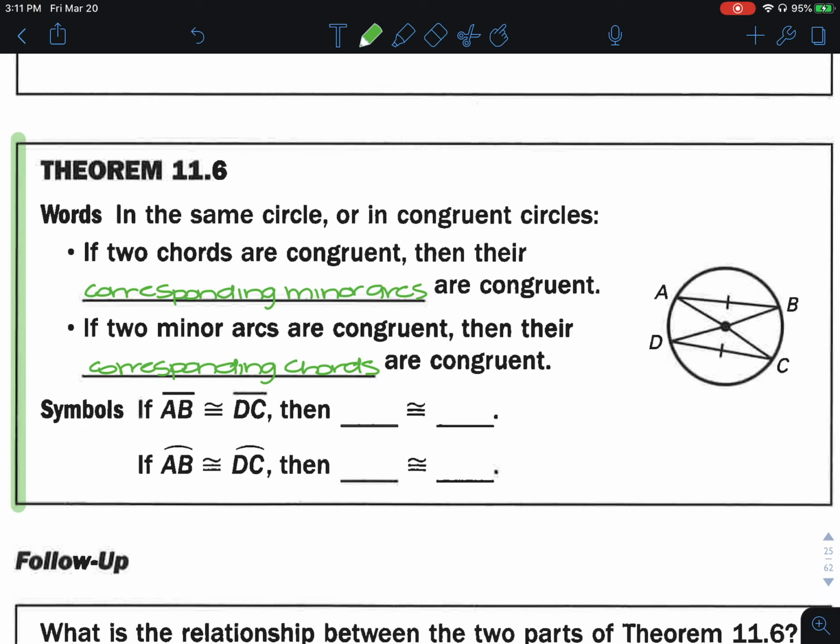So in the picture that I have to the right, if AB is congruent to DC, which I do see in my picture, then my arcs, again, arcs are labeled with the little curled line on top, arc AB is congruent to arc DC. So I know that this green arc is congruent to this green arc. And then if I flip them, or the converse of that, arc AB is congruent to arc DC, then I know that the segments AB is congruent to DC.